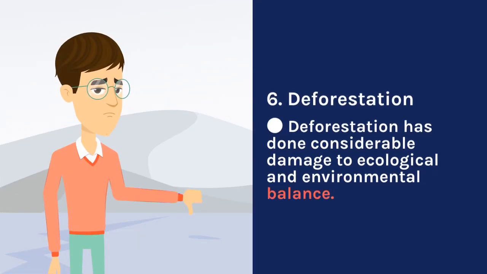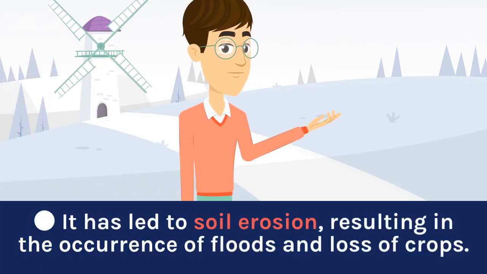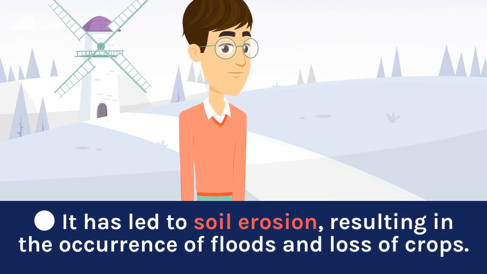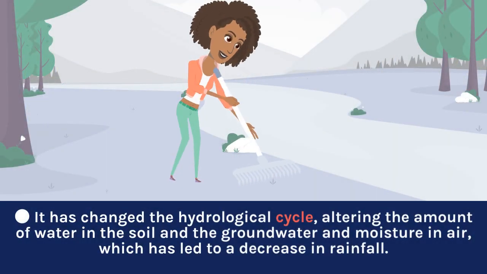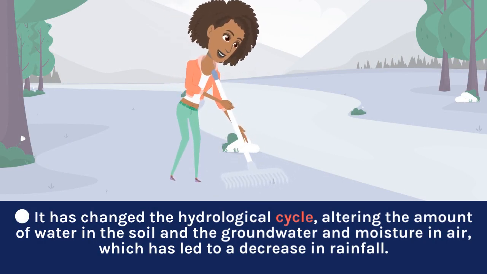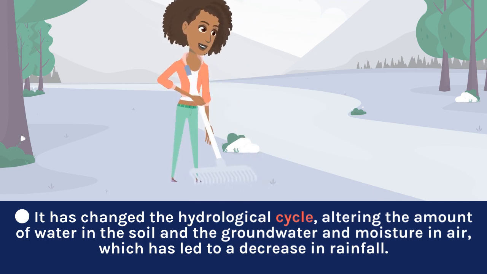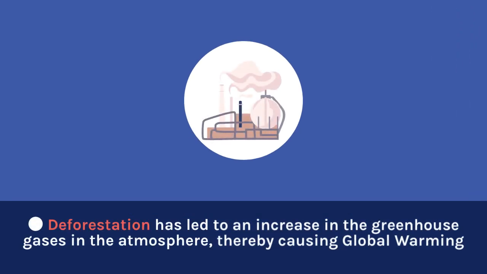6. Deforestation. Deforestation has done considerable damage to ecological and environmental balance. It has led to soil erosion, resulting in the occurrence of floods and loss of crops. It has changed the hydrological cycle, altering the amount of water in the soil and the groundwater and moisture in air, which has led to a decrease in rainfall. Deforestation has led to an increase in the greenhouse gases in the atmosphere, thereby causing global warming.